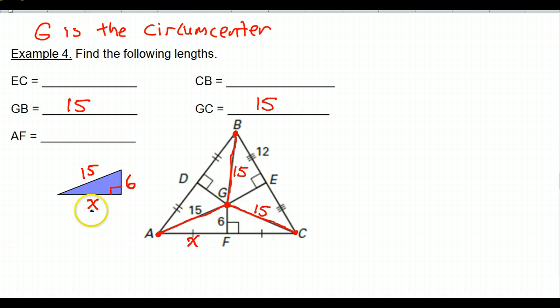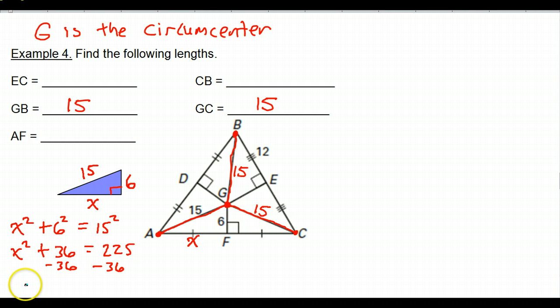So if I solve this for x, then I'm finding AF, Pythagorean Theorem. So a squared plus b squared equals c squared. I'm just going to go x squared plus 6 squared equals 15 squared. So that's going to be x squared plus 36 equals 225. Then I'm just going to subtract 36 from both sides. So that's going to give me x squared equals 189.